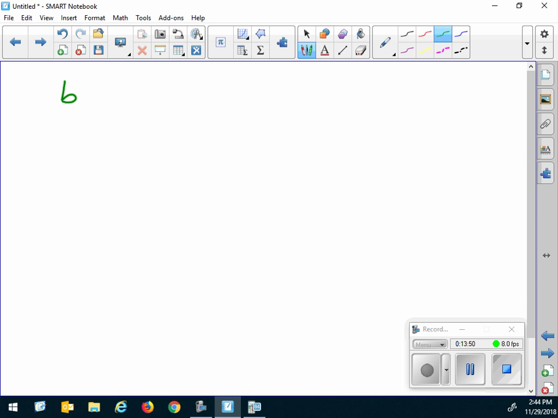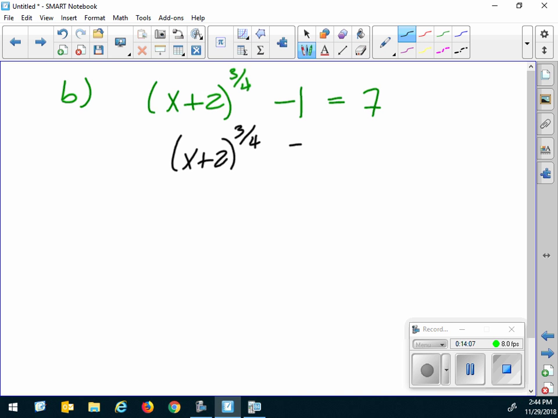This is B. x plus 2 to the 3/4 minus 1 equals 7. Did I write it down wrong again? Okay. x plus 2 to the 3/4 equals 8. Now, we have two ways to do it. We can rewrite it as, what's the root over here? So we could rewrite it as the 4th root of x plus 2 and cube that.